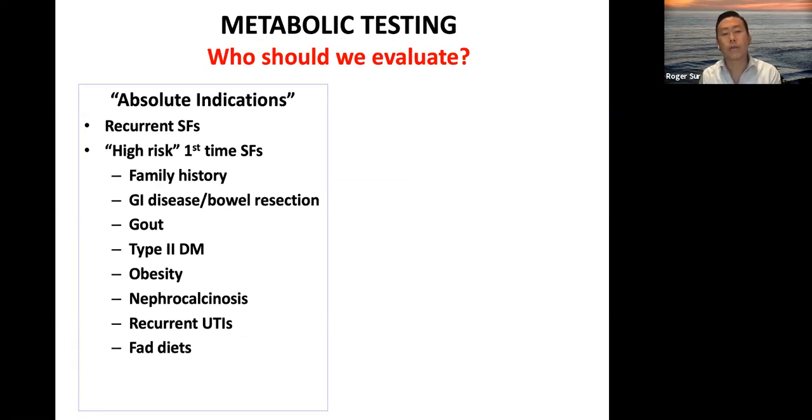For example, they had their first stone, but they tell you that someone in their family has stones, or they had the presence of a GI or bowel disease or a bowel surgery in the past, history of gout, type 2 diabetes, obesity, imaging studies suggest nephrocalcinosis, history of recurrent infections, and oftentimes we have these fad diets here in North America where people are taking very specific diets in an attempt to lose weight.